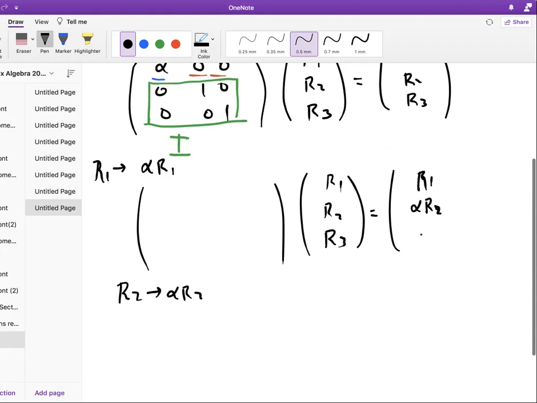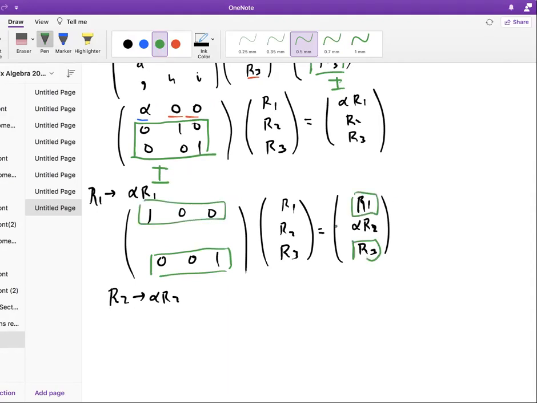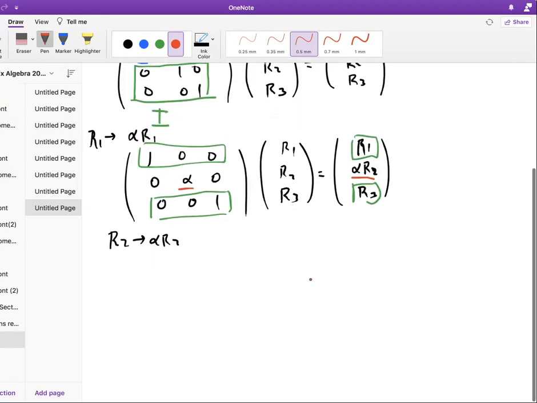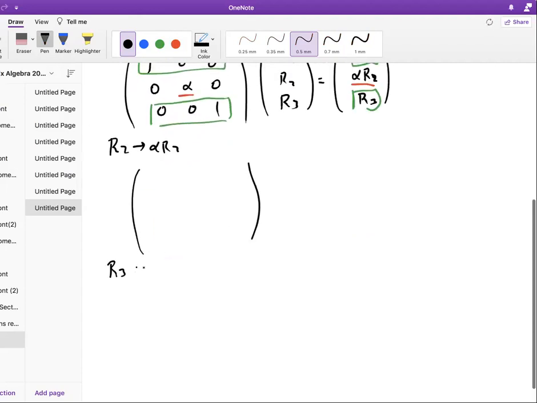So which one are we changing? Good, the top and the bottom look like identity because those are not changing. The middle is the only thing that's changing in row 2, and we put an alpha in row 2 in the second position because we want alpha times row 2. Okay, and then let's do the last one, row 3, alpha row 3. So where does the alpha go in this case?